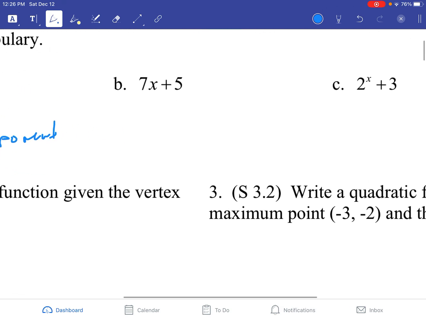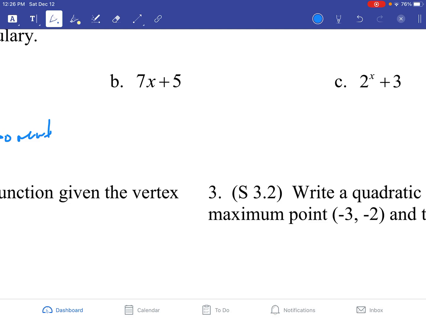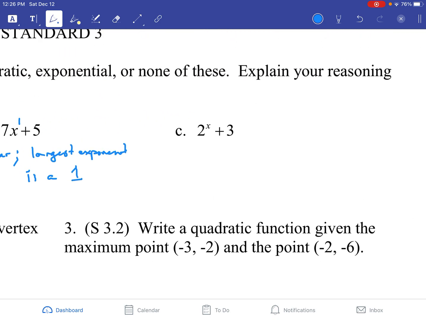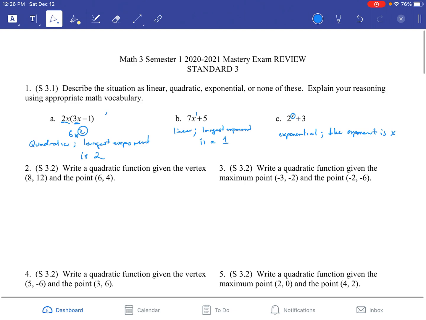All right, for the next one, b, we don't have anything to multiply, but the exponent on this x is a 1. Because it's not written, it is a 1. That means this is a linear function, and the reason being is that the largest exponent is a 1. Lastly, part C, the exponent is x, which means it must be exponential, and the reason being is the exponent is x. And that is why those three things are named the way they are.